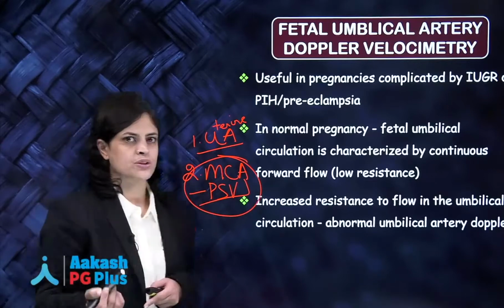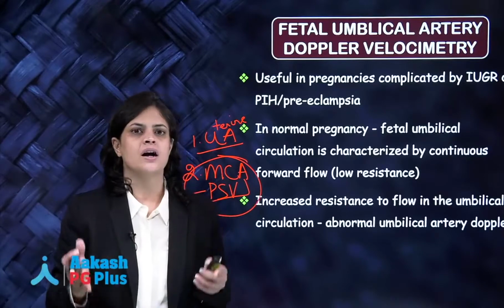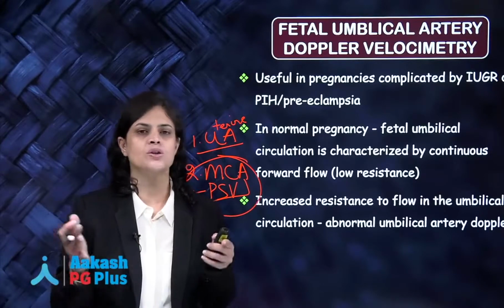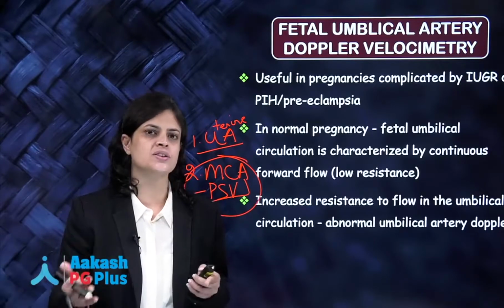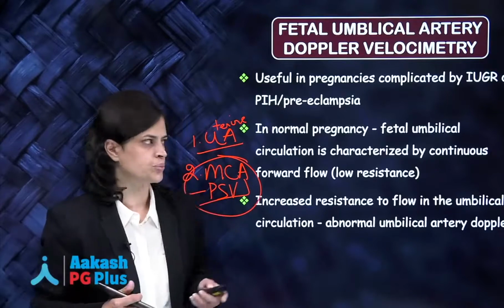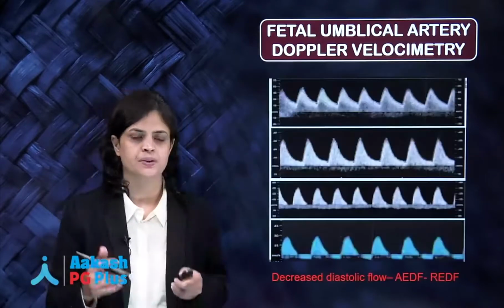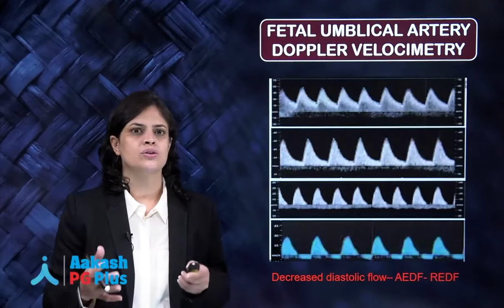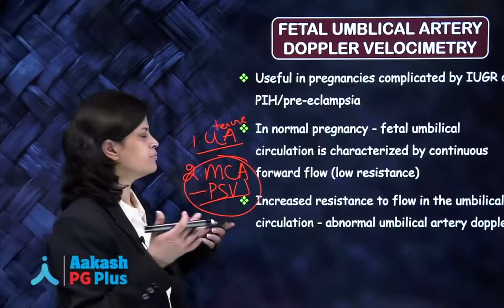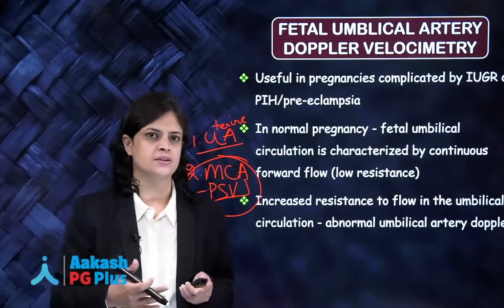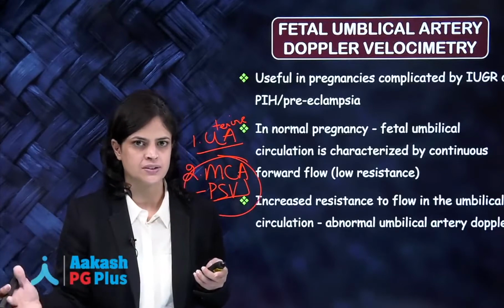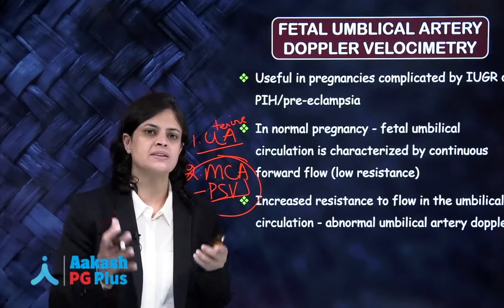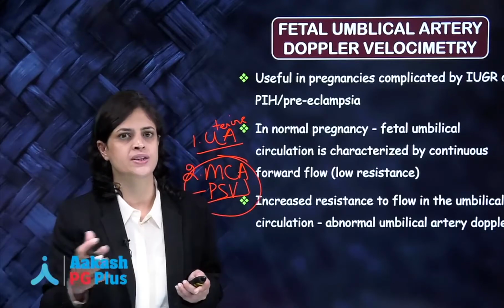The third and the most important is the role of umbilical artery Doppler in management of pregnancies complicated by fetal growth restriction. Questions have been asked on this, and this is what we are going to study about. Now, let us talk about the normal physiology of maternal uteroplacental circulation. In normal pregnancy, as pregnancy advances, the uteroplacental resistance to blood flow progressively decreases.